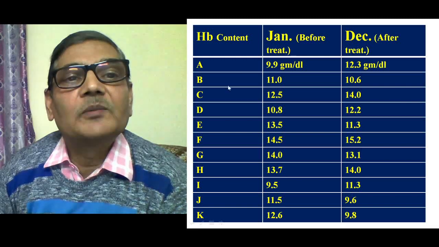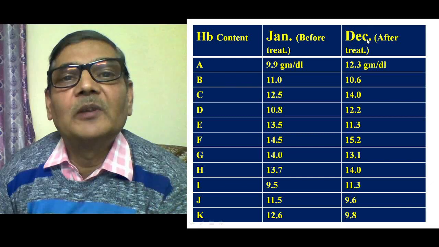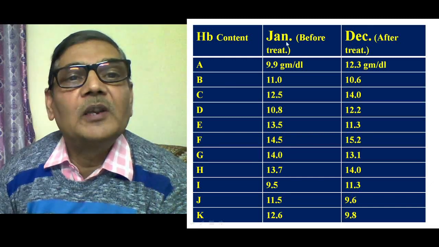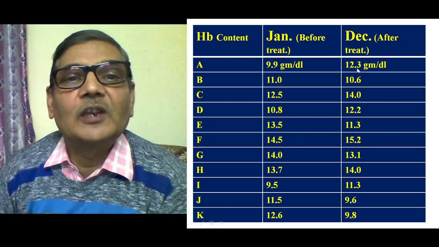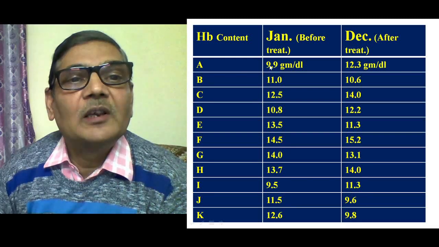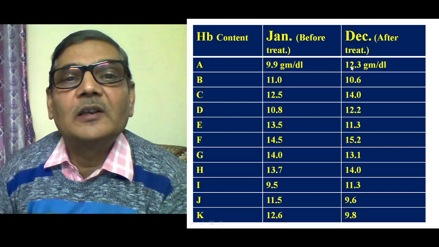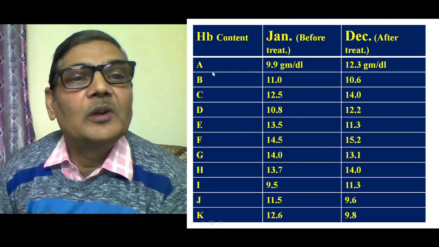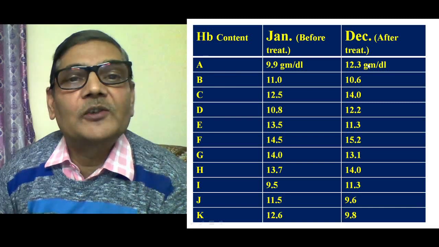And then these individuals were fed on iron-rich diet, and then that becomes the after-treatment condition. And then all these persons were measured for their hemoglobin content in the month of December. So January is one period, and December is another period when after treatment their hemoglobin content was taken. Now values are given here, like 9.9 gram per deciliter, and after treatment the hemoglobin content is shown here, that is 12.3 gram per deciliter. So this is individual A, who was actually observed twice.